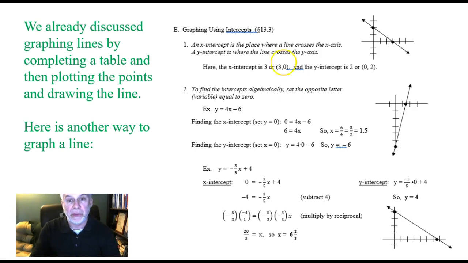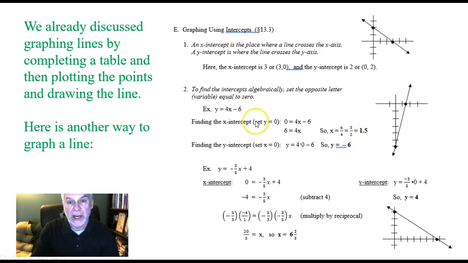So if you're looking for the x-intercept, we're going to set y equal to 0. So you have this equation, y equals 4x minus 6, and you set y to 0 if you're finding the x-intercept. So you have 0 equals 4x minus 6. Then you add 6 to both sides to move that 6 over. So you have 6 equals 4x. And then you divide by 4, and you get 6 over 4 equals 3 over 2, or 1.5.